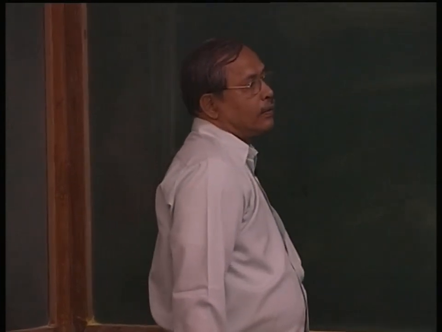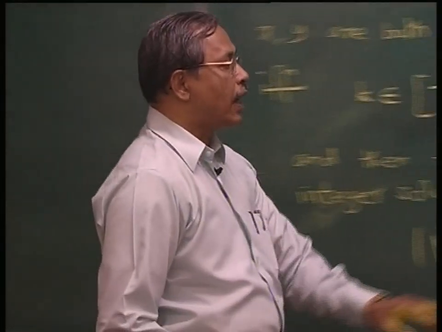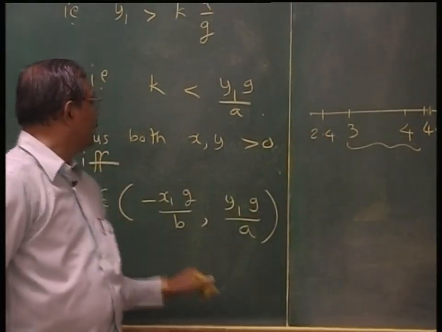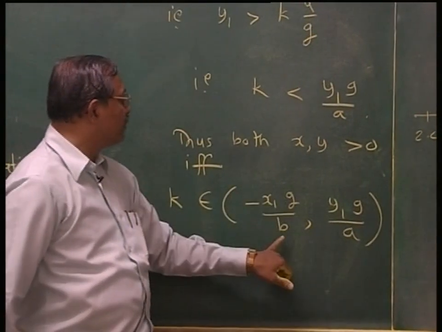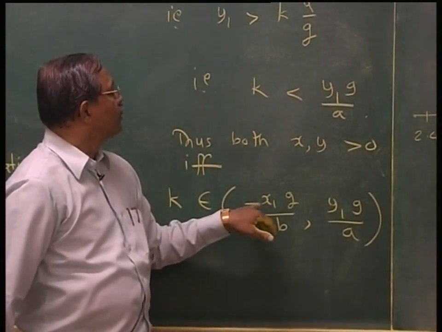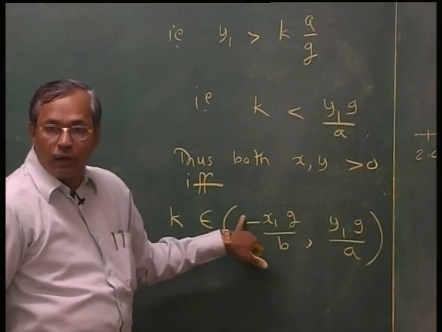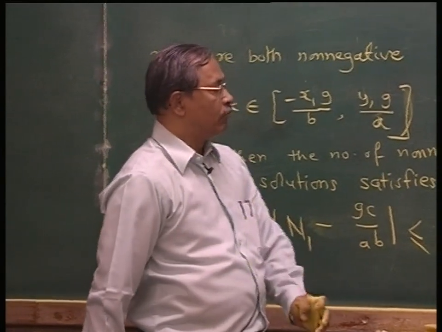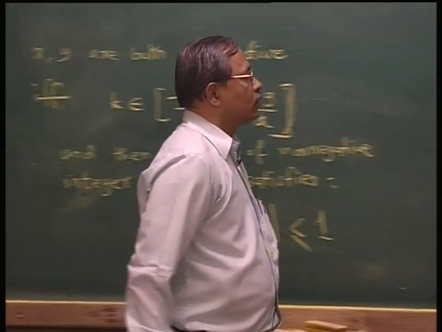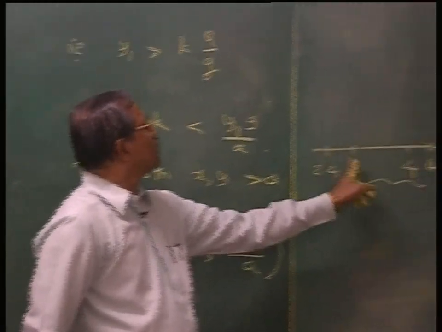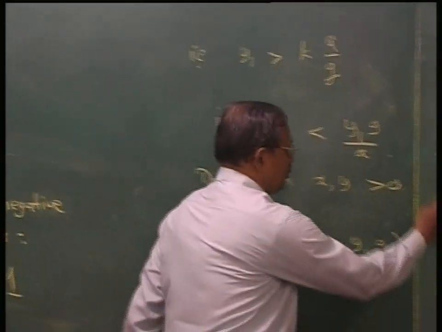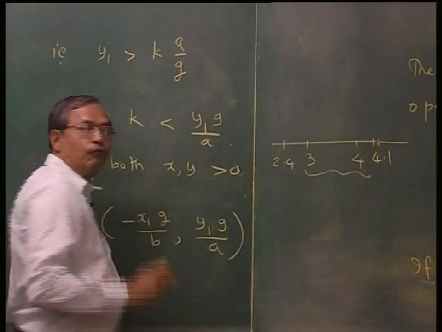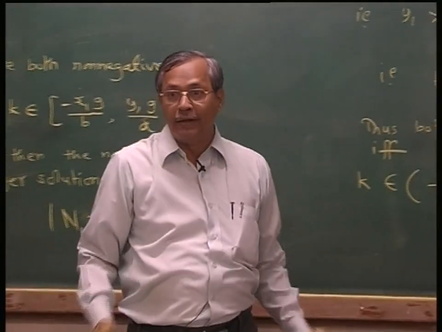So from where we will start? What is the first positive integer which is bigger than this quantity? It cannot be equal to this. Even if b divides x1g, you cannot take this value if you want positive solutions x and y, both positive. So how do you get this number which is to the right? See, suppose this has to be an integer. Suppose this is 3 here. I cannot take 3, I should take k equal to 4, the next one. Okay, because it's an open interval.